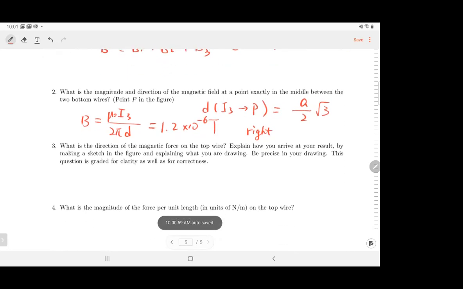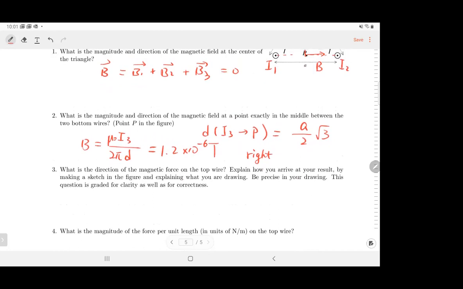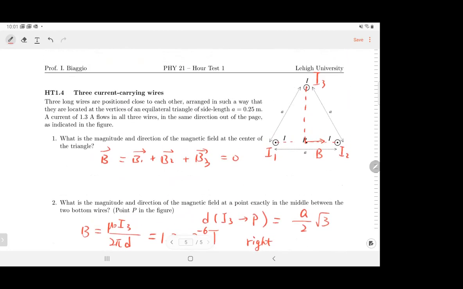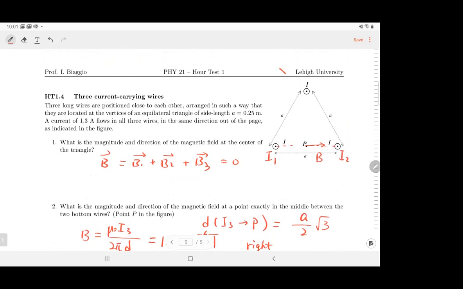Number three, what's the direction and the magnitude of the magnetic force on the top? Okay, what's the direction of the force on the top? Let's see. We know the magnetic field generated by the current one is counterclockwise. So that will be in this direction. This is B1. And the B2 generated by the current two, counterclockwise, should go down. It's B2. So the total is pointing left. This is B total.